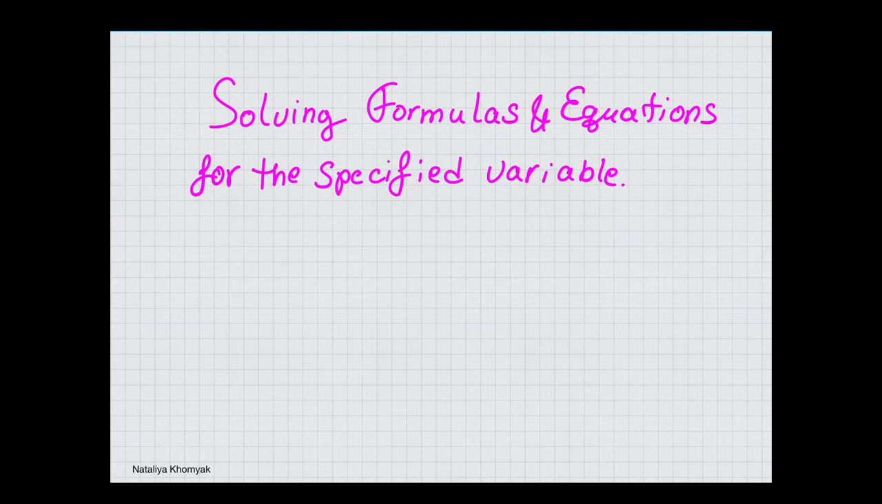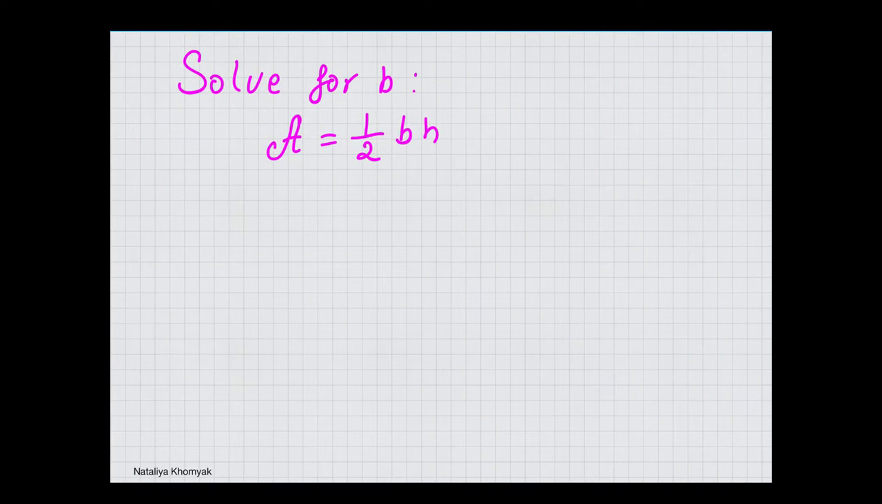Hi all! Let's take a look at solving formulas and equations for the specified variable. Here we have A equals one half b times h. This is the area of a triangle formula. Now we are told that we have to solve for b.